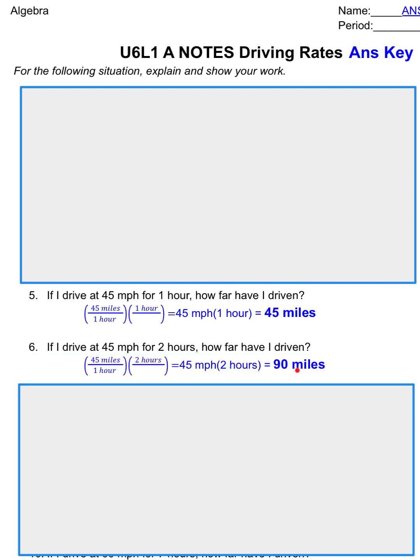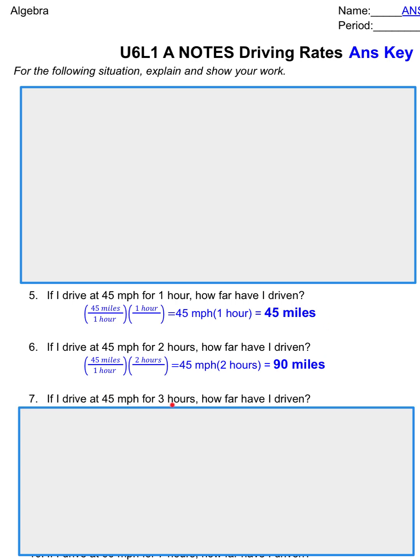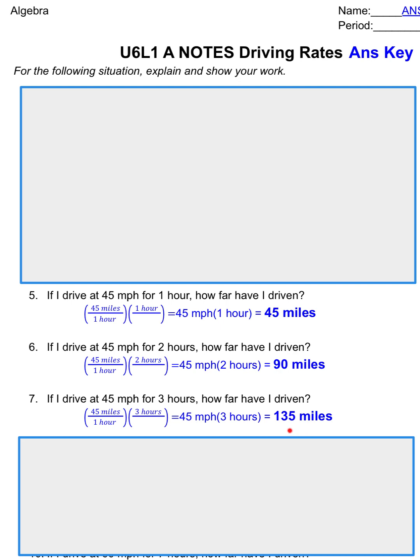That would be 90 miles. Again, every hour I drive another 45 miles. That's what that miles per hour means. So if I drive for 2 hours, that's 90 miles. 45 and another 45. Driving for 3 hours at 45 miles an hour, then what would that answer be? That'd be 135 miles.